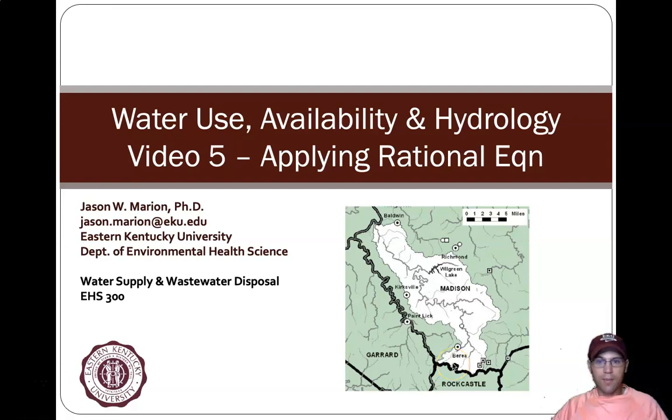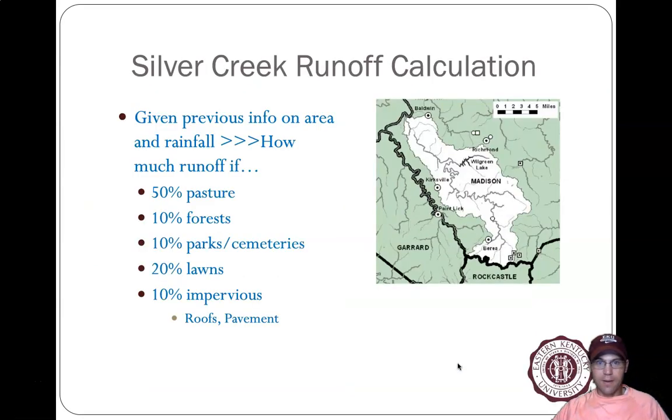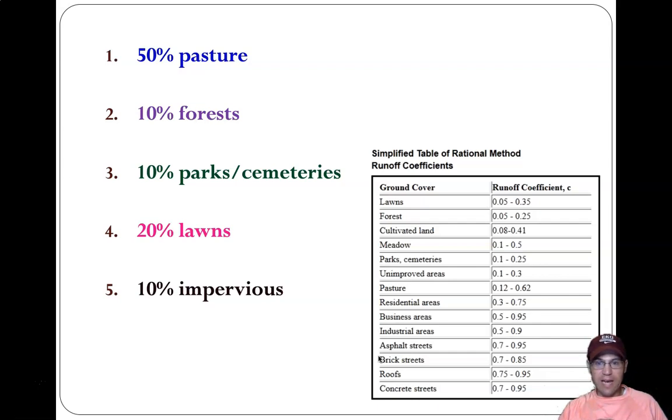So we're going to go ahead and apply the rational equation for our large watershed, acknowledging that this is an oversimplification. I'm going to cover that here in a little bit. So we had the previous information about the watershed area estimates with respect to the various land uses. And we also received information that said the watershed was 80,640 acres and it had 1.4 inches of rain per hour. Now with that said, we're going to try to do this calculation.